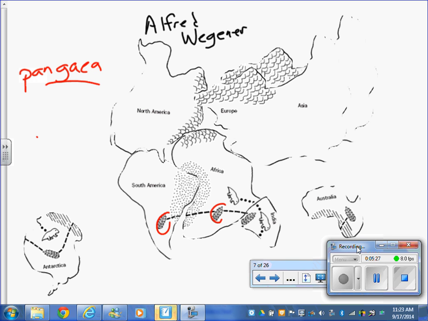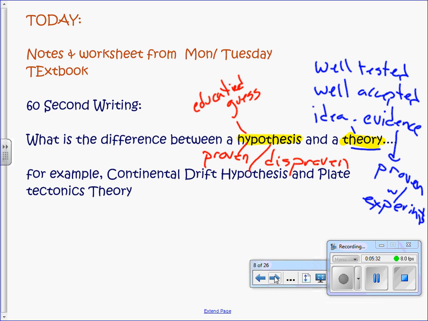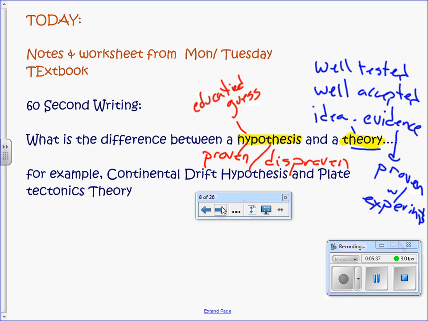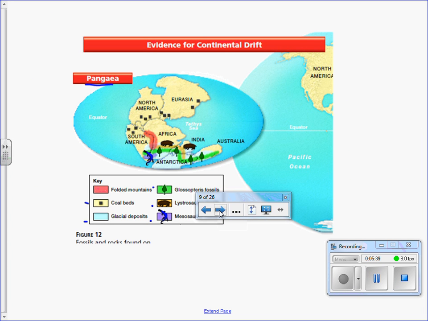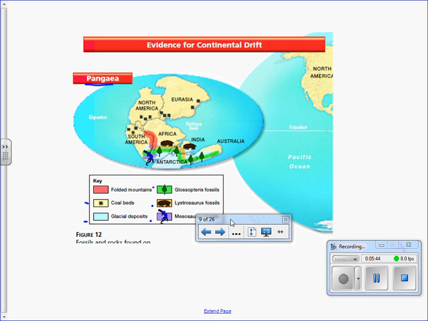But there's just one problem. If Alfred Wegener told you that all the continents used to be all together at one time, might you have a big question about that? What would be your problem with this? Yeah, how did they separate? Very good. How could the continents possibly move? They're big, they're huge, they're solid. And Alfred Wegener could not come up with evidence or an adequate explanation as to what could cause the continents to move.